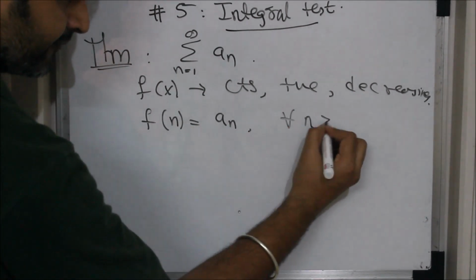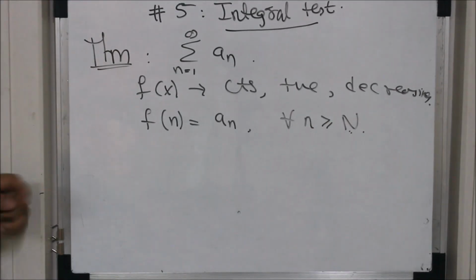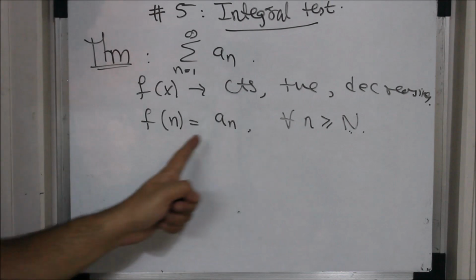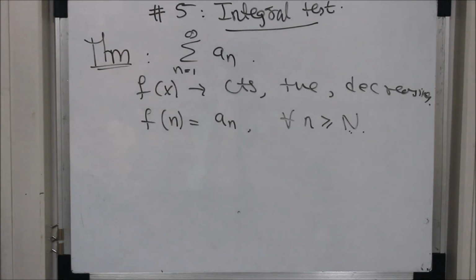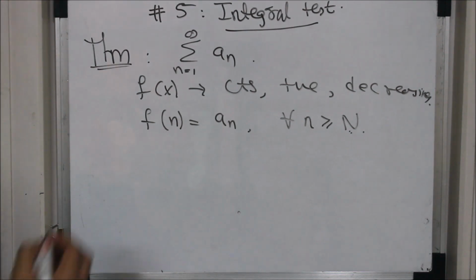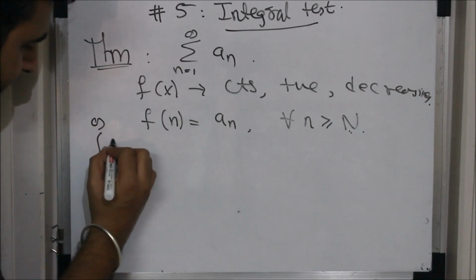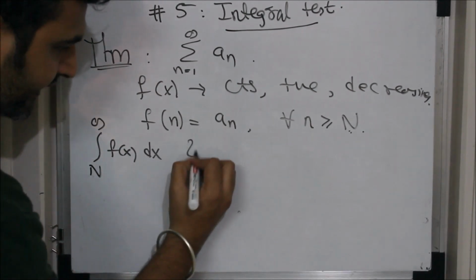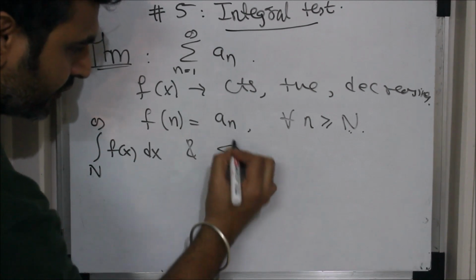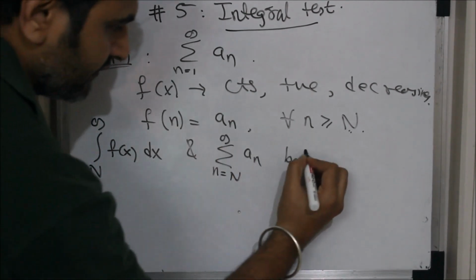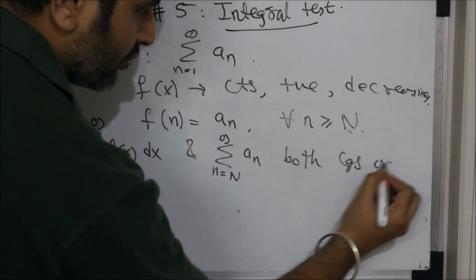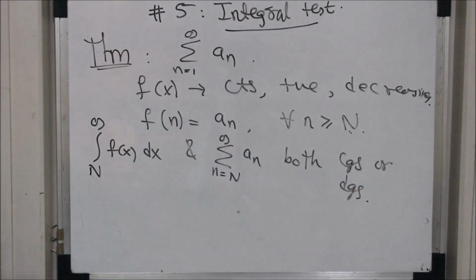So after some stage, so n is the stage, so suppose n is equal to 100. From 100 onwards, whenever you replace your x by n, what you are getting is nothing but the terms of the series. So if you have such a nice function, then what does the integral test say? That integral n to infinity f of x dx and summation n from n to infinity an both converge or both diverge. Means your integral and series both behave in the same way.